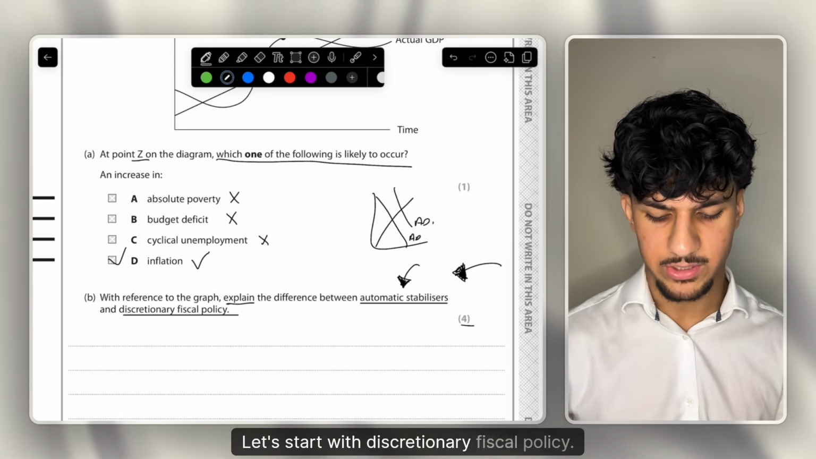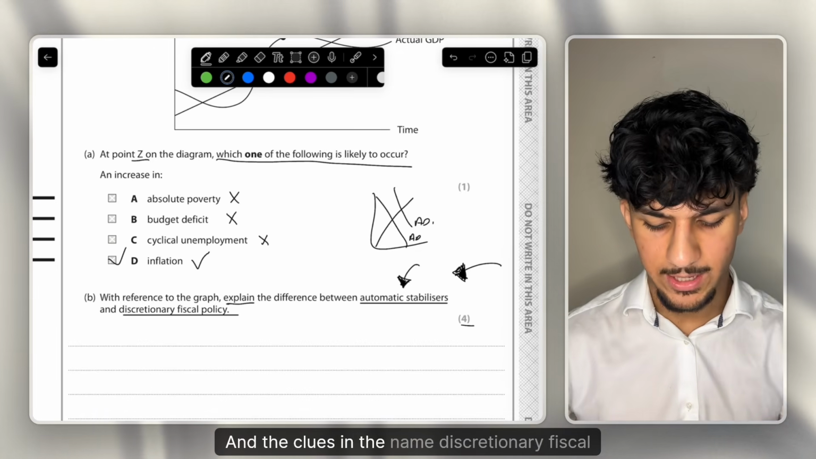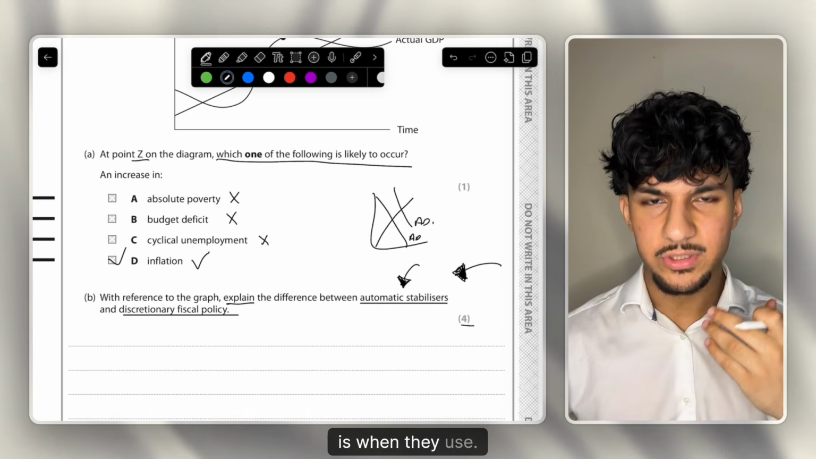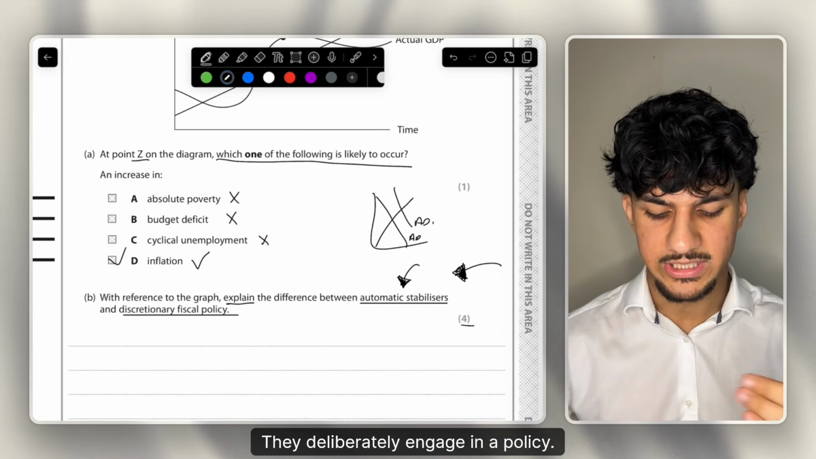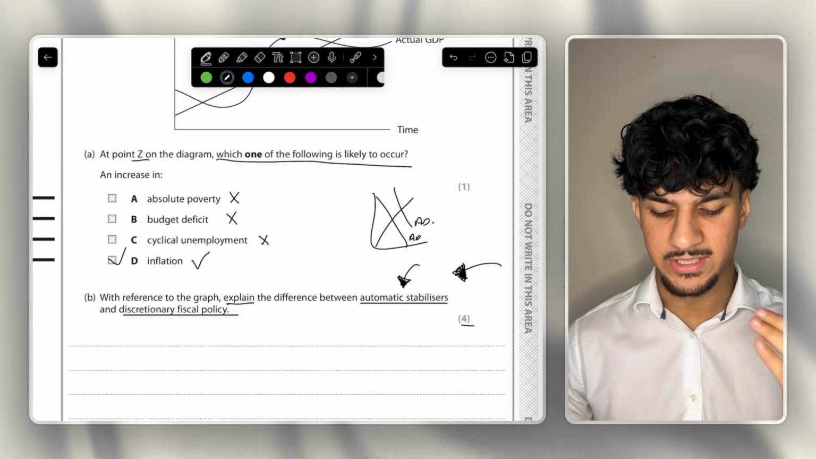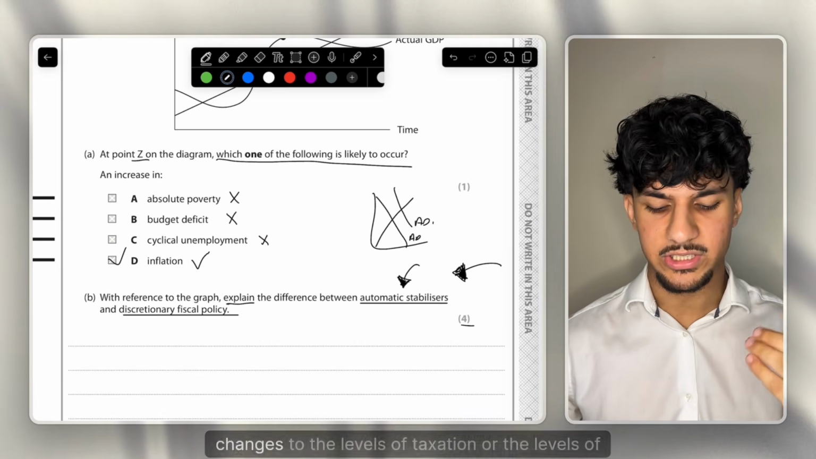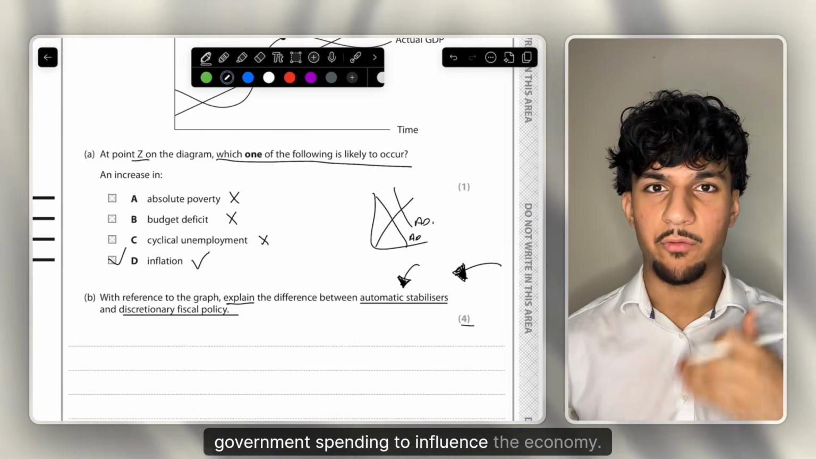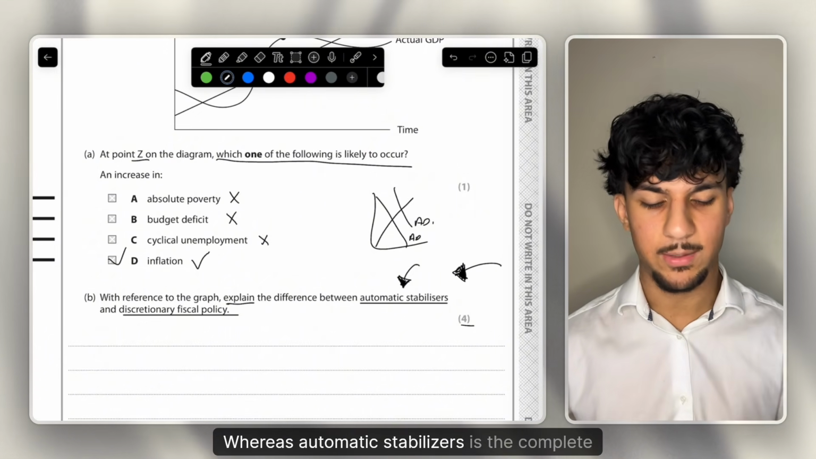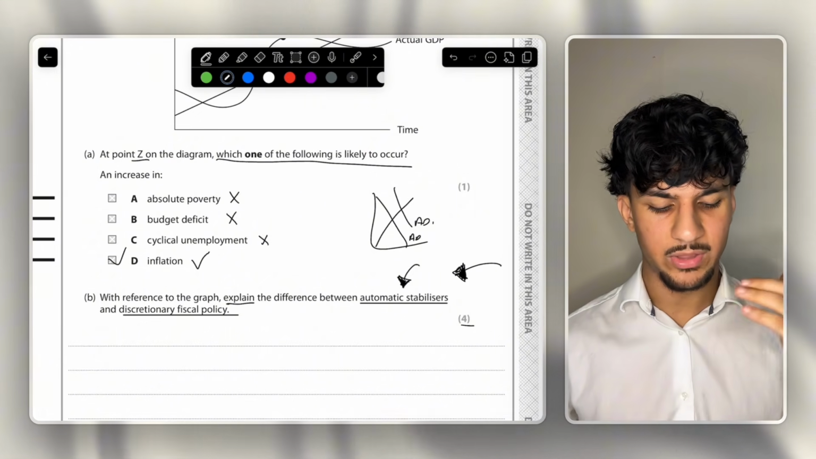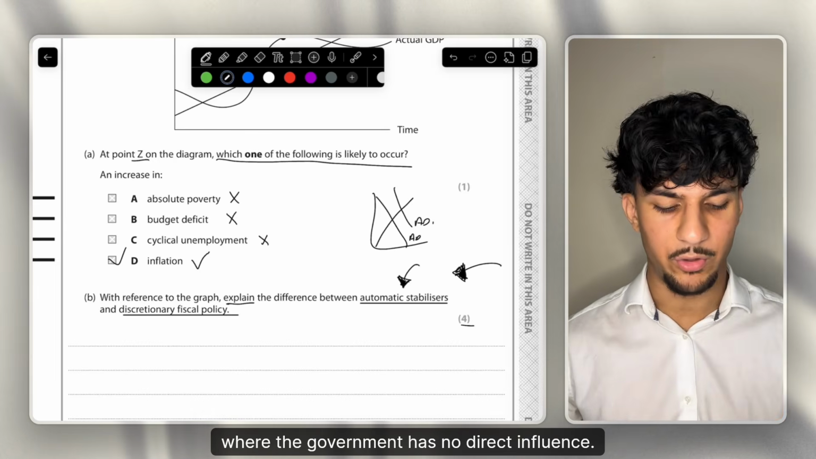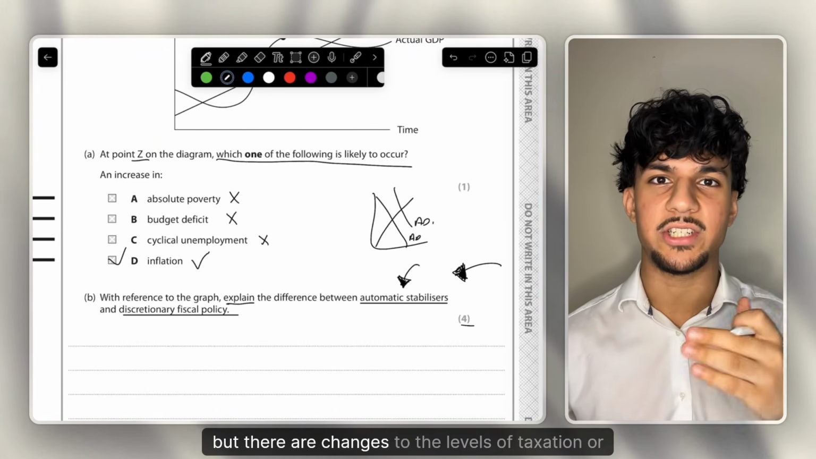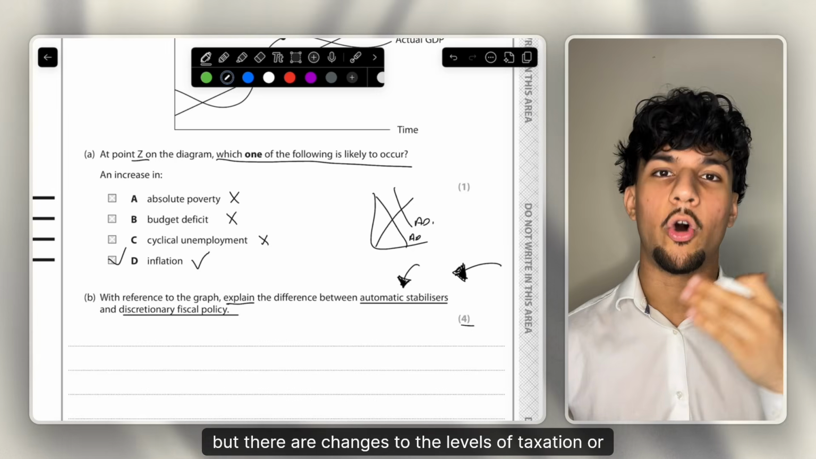Let's start with discretionary fiscal policy, and the clue's in the name. Discretionary fiscal policy is when the government use their discretion, when they deliberately engage in a policy. So the government deliberately make changes to the levels of taxation or the levels of government spending to influence the economy. Whereas automatic stabilizers are the complete opposite, where the government has no direct influence, they're not actively making a change, but there are changes to the levels of taxation or government spending.